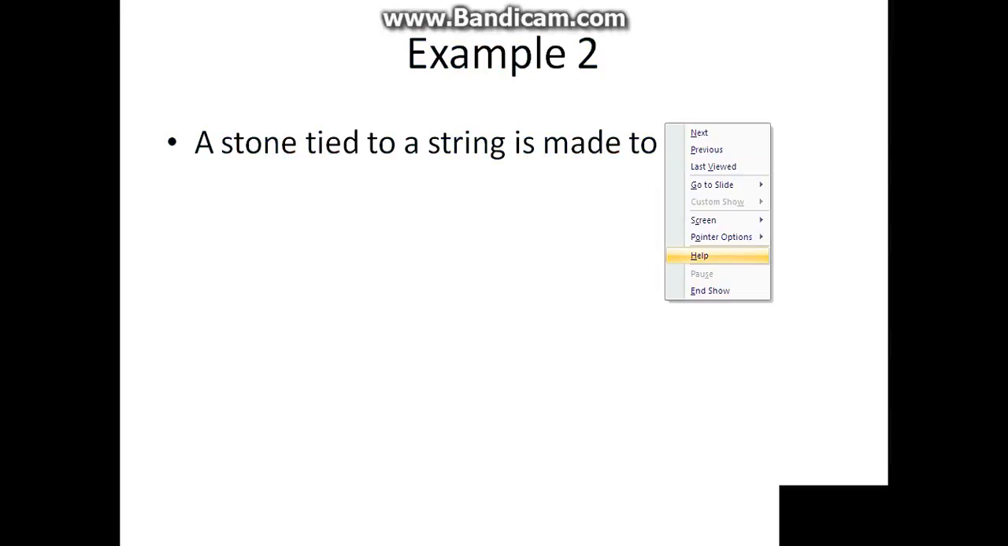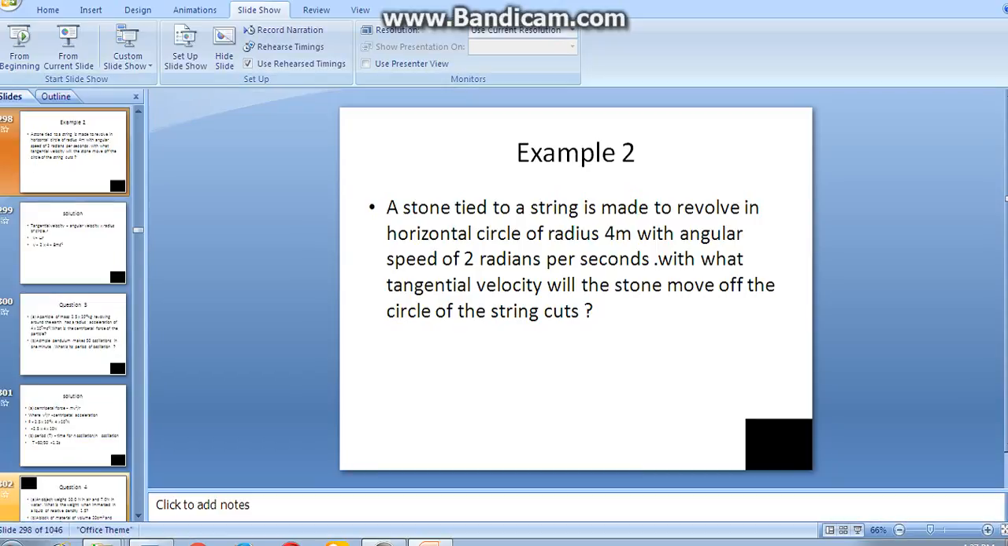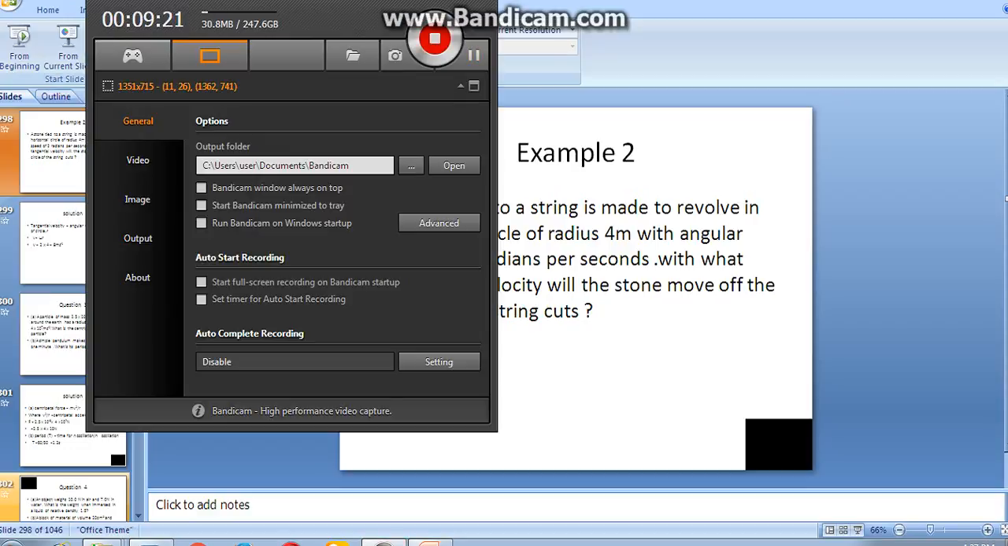Example 2. A stone tied to a string is made to revolve in a horizontal circle of radius 4 meters with angular speed of 2 radians per second. With what tangential velocity will the stone move?